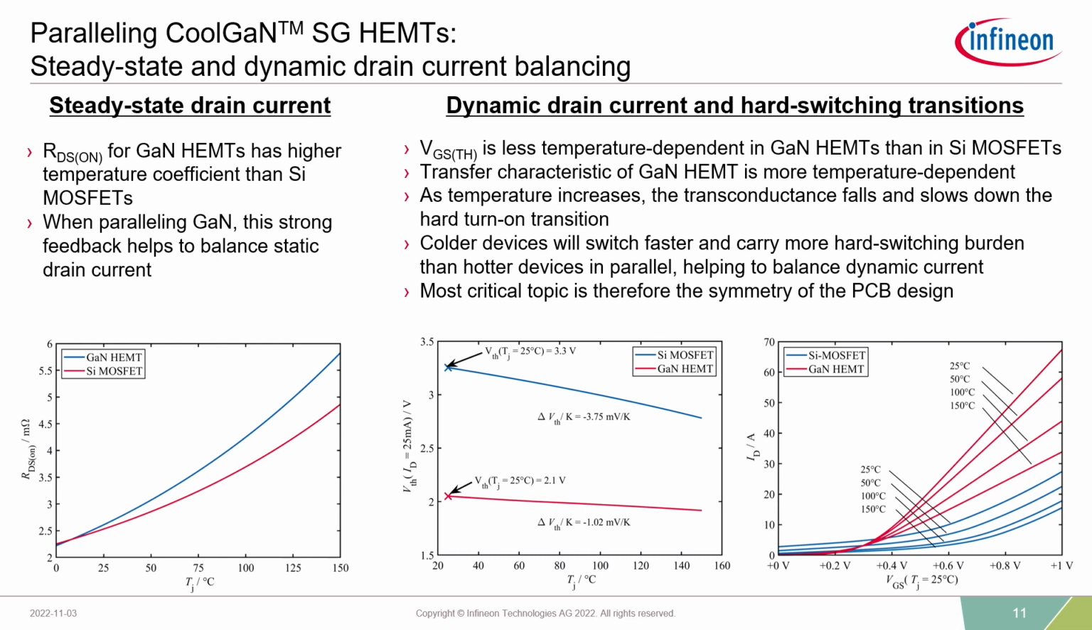In any particular switching transition, the hotter devices are going to carry less of the switching commutation current, and the colder devices are going to carry more of the hard switching burden, and thereby self-balance current and temperature during switching as well. But this leaves one concern, which is the symmetry of the PCB design. We have to make sure that all of the loops are very symmetrical and well matched.